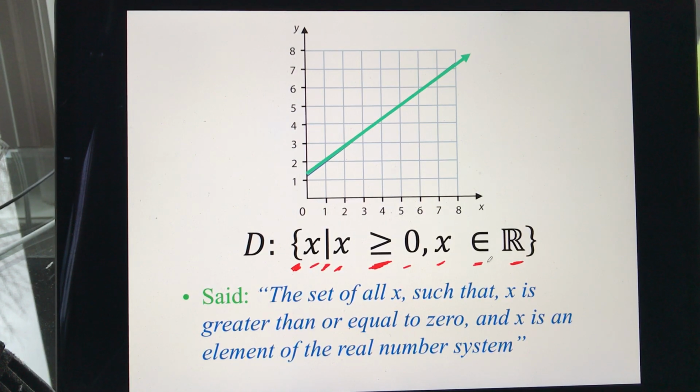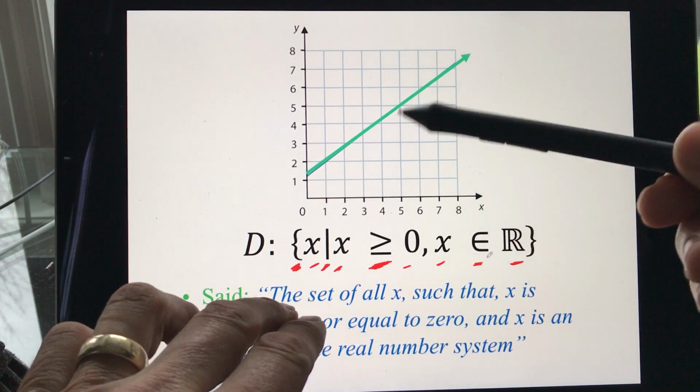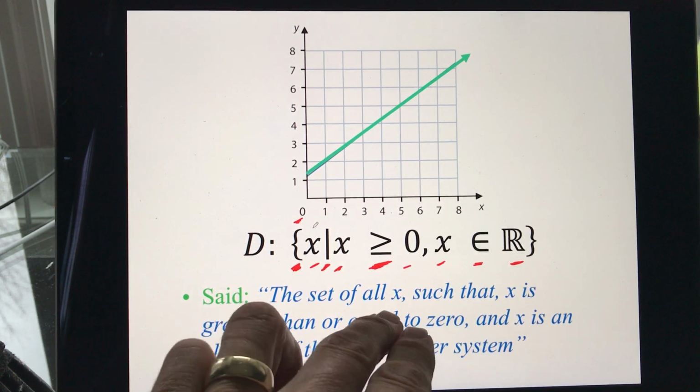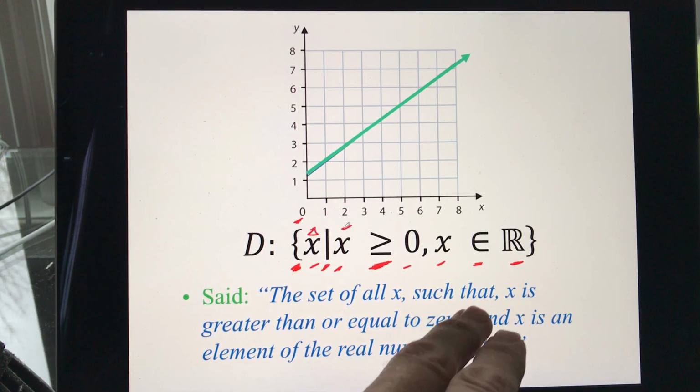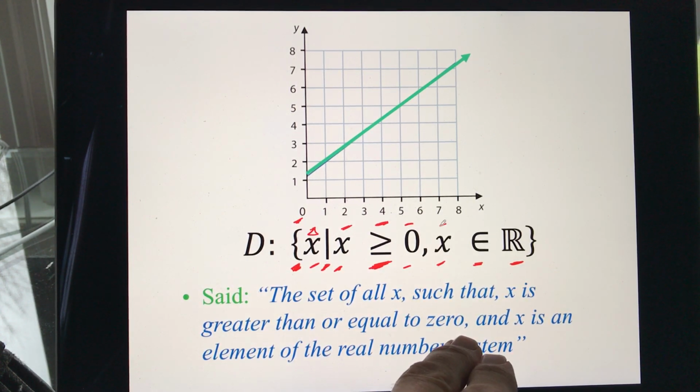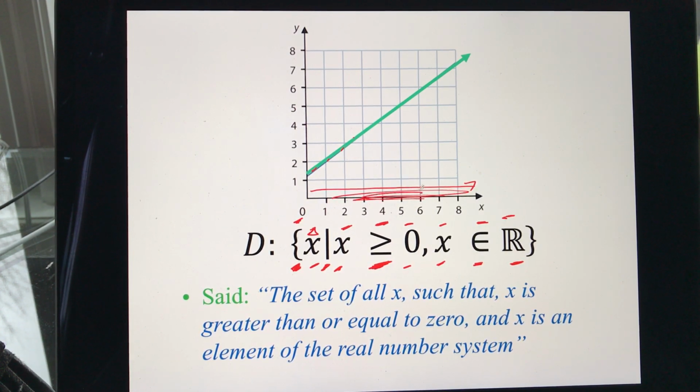Okay, so we can almost follow our way through this here. So it's the set of all x such that x is greater than or equal to 0, and x is an element of the real number system. And really what that's saying is that x is anything bigger than 0. X can be any value, any decimal number, any fraction bigger than 0. The x values here exist because the function there exists.